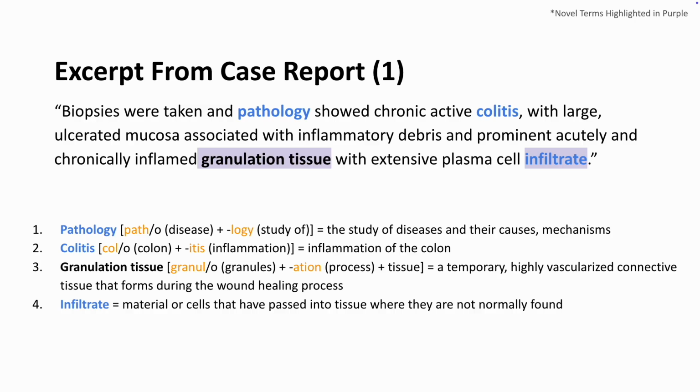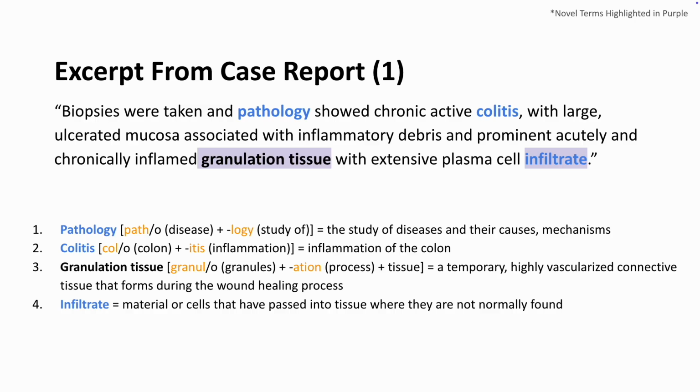Granulo, granules, plus ation, a suffix that means process, so granulation is granule formation. Tissue, so a temporary, highly vascularized connective tissue that forms during the wound healing process. For example, during ulcerative colitis, while that wound is healing, it can form granulation tissue within the epithelium.